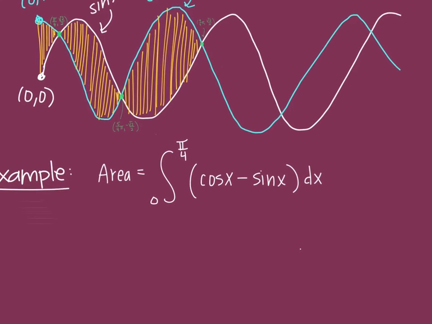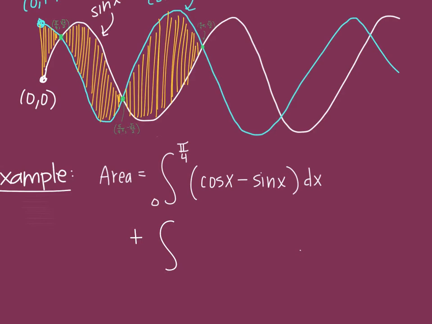Then I'm going to add to that the next section of area. And I can't really use symmetry here because these shapes are very different shapes. But my second section of area will start at pi fourths and end at the intersection point of 5 pi fourths. And for that section of area, the sine is now the larger function. And so I'd have sine of x minus cosine of x, dx still working left to right.